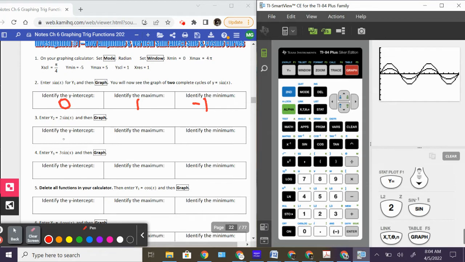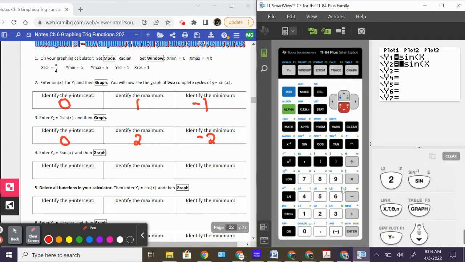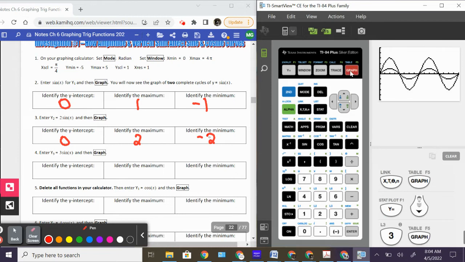We have a y-intercept of 0, maximum height of 2, minimum height of -2. And just notice, it just repeats itself again. Remember, this goes to 4 pi. What we really are focusing on is one full rotation around the circle. All right, you can probably predict what putting a 3 in front would do, right? It's going to make it go 3 times as high. So you can see this has a much bigger amplitude. The y-intercept is still 0. The maximum is now 3, and the minimum is -3. So the amplitude is really increasing the height.